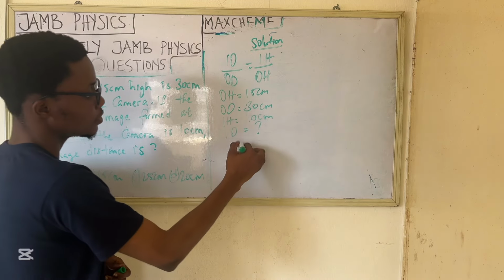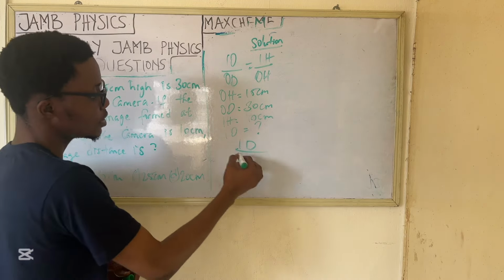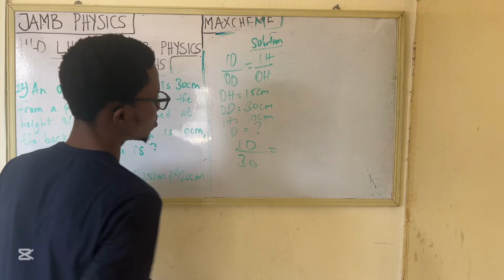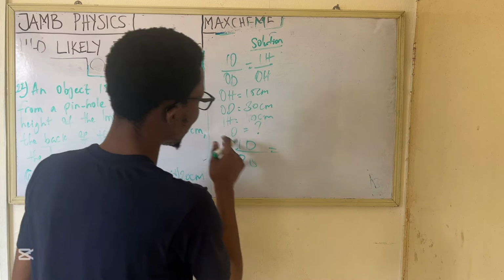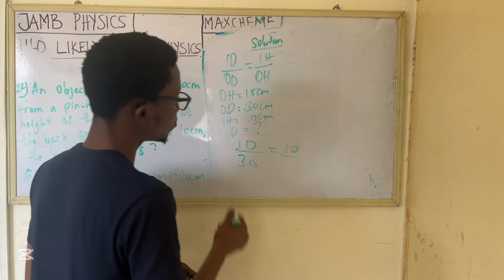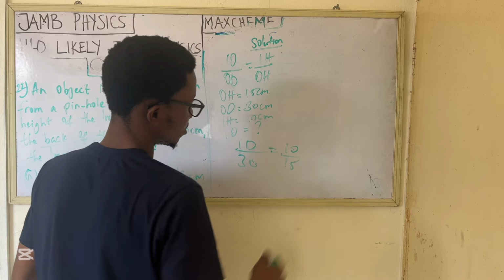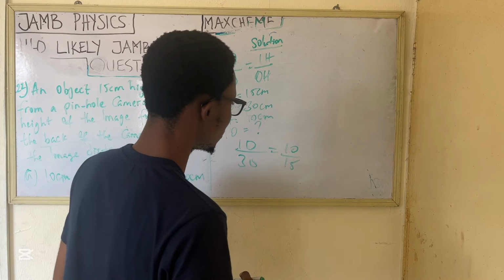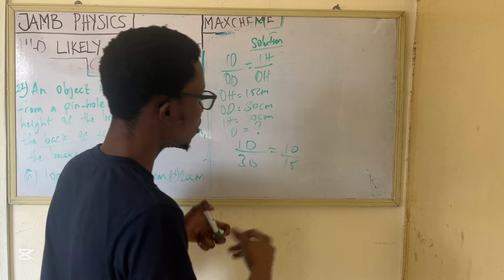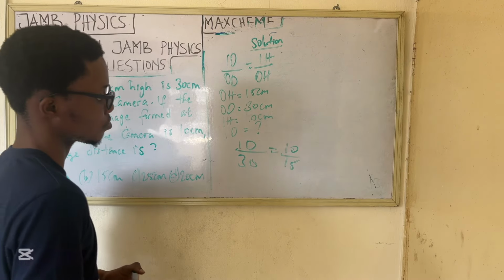ID we're not given, so ID over OD, which is 30, equals IH over OH. What is our IH? 10. And OH is 15. So from here, we are good to go.